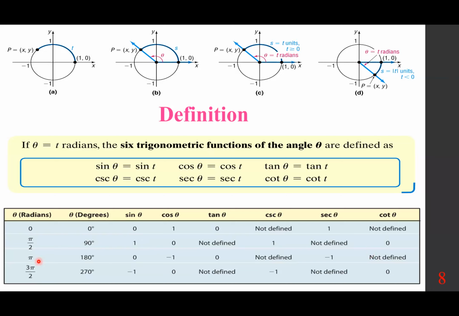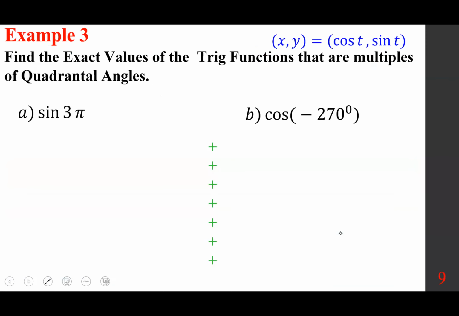These are some of the common arcs. 0, pi over 2, pi, 3 pi over 2. And by the way, then we go back to 2 pi, which goes back to 0. So the same value. So if somebody says, okay, what about 2 pi? You get the same answers. Or 4 pi, or 6 pi, or 8 pi. When you go a complete revolution, it doesn't matter how many. So x and y are represented by cosine and sine. We want to find the exact values of the trig functions that are multiples of quadrantal angles. For example, 3 pi.